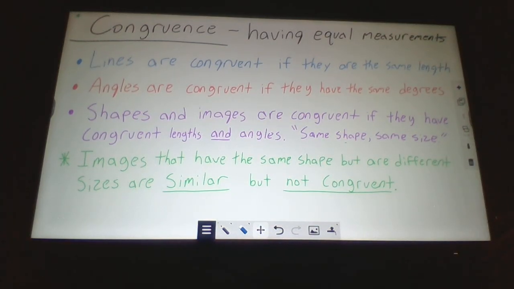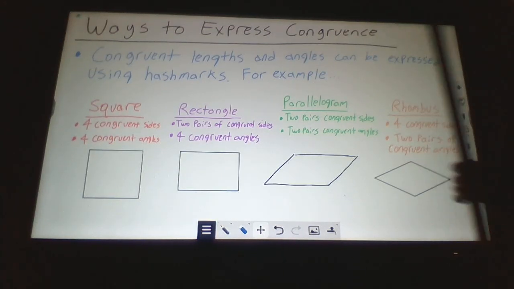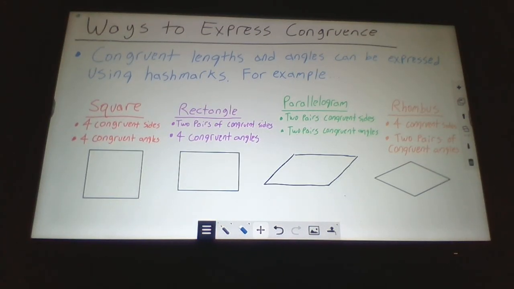In 8th grade so far, we've been working with rigid transformations. They will create congruent images to the original. And we'll discuss that again in a little bit. But first, what are some ways that we can express congruence in general?